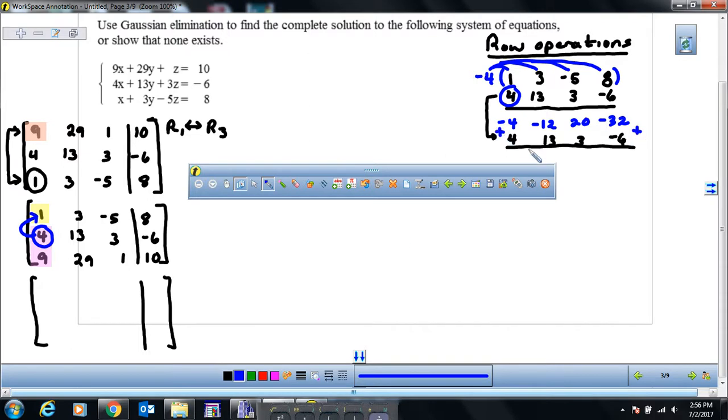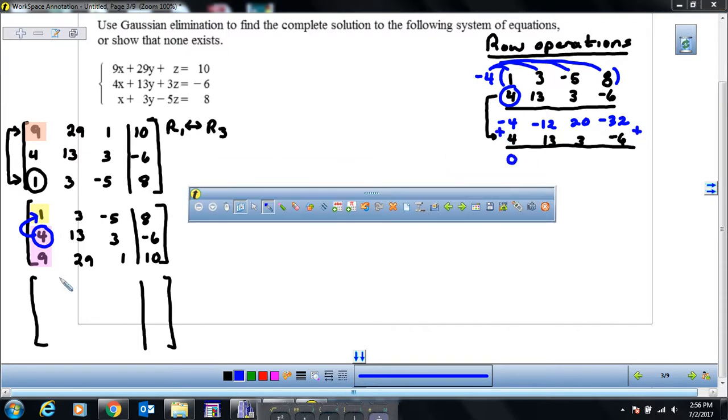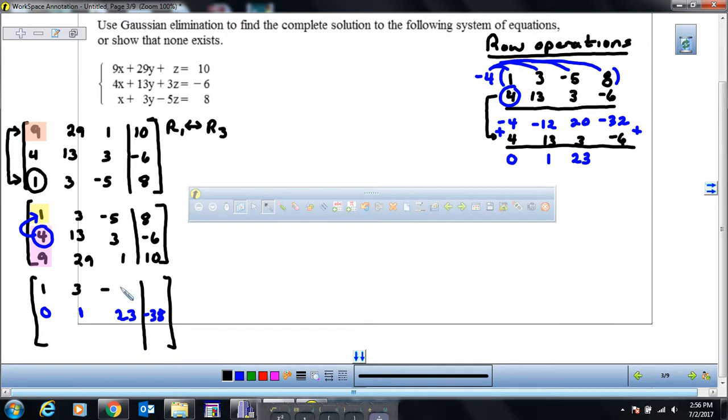So negative 4 plus 4 is going to be 0. That's what we wanted to get right here. Negative 12 plus 13 is a 1. 20 plus 3 is a 23, so we have a 23 in this position. And negative 32 plus negative 6 is negative 38. And we're going to bring down the first row. I forgot to bring it down.